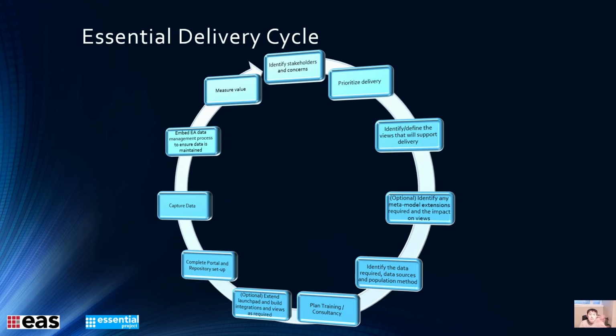So essentially they have our delivery cycle. If you want to start from scratch, you need to identify the stakeholders, prioritize your activities and the delivery, and identify the views that are needed. Optionally, if you want to extend the meta model, then identify what data is required, maybe plan some training, then complete the portal repository setup, then capture data, make those a maintainable process, then measure your output value.